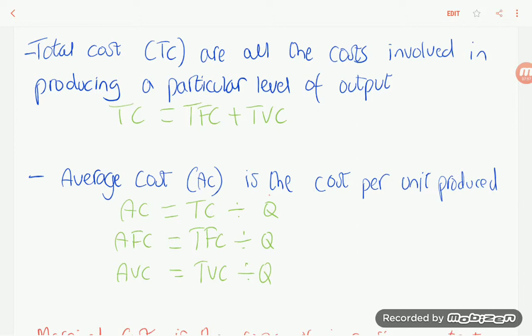So let's go on to the averages. Quite simply then, average cost is calculated by dividing total cost by the quantity produced. It's sometimes called ATC. So AC and ATC are exactly the same thing. Average fixed cost, simple: total fixed cost divided by quantity. And again, average variable costs: total variable costs divided by the quantity produced.